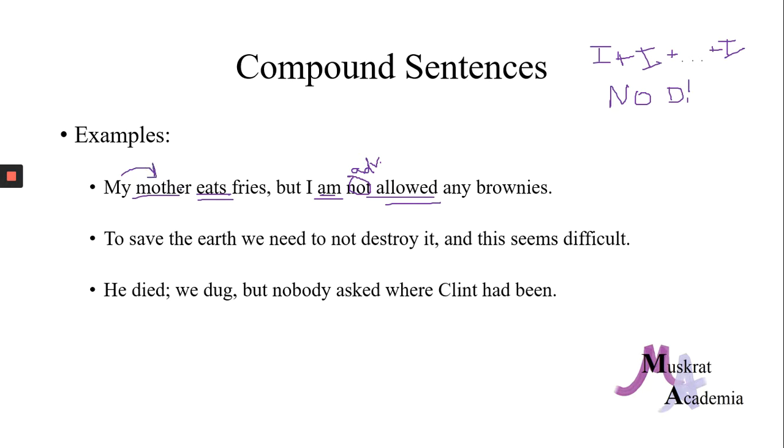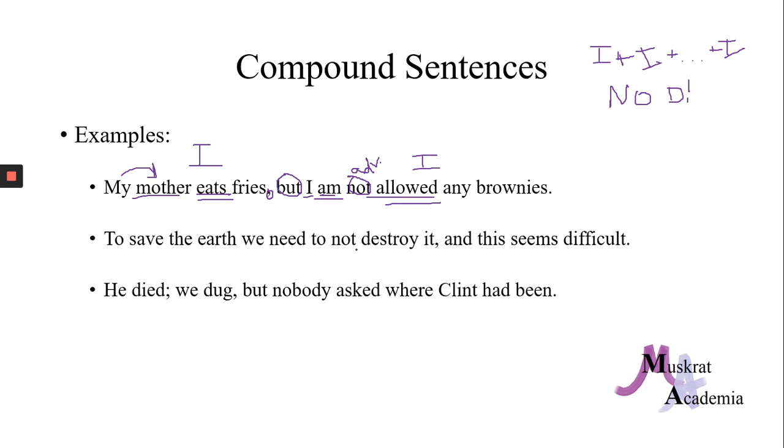My is an adjective. My mother eats. Who is not allowed? I. And then we have a conjunction here, but, and a comma before it. So my mother eats fries. Then we have a conjunction. So this can stand by itself. That's independent. I am not allowed any brownies. That can also stand by itself. It's independent. We have two independent clauses, compound sentence.